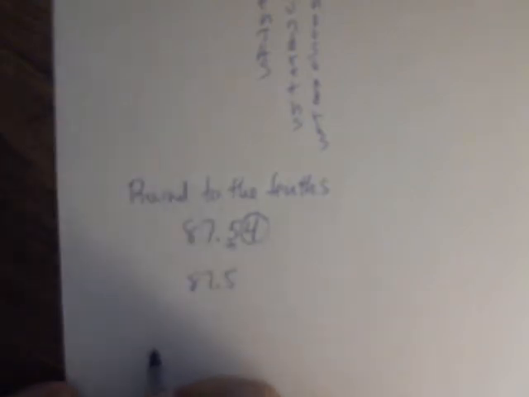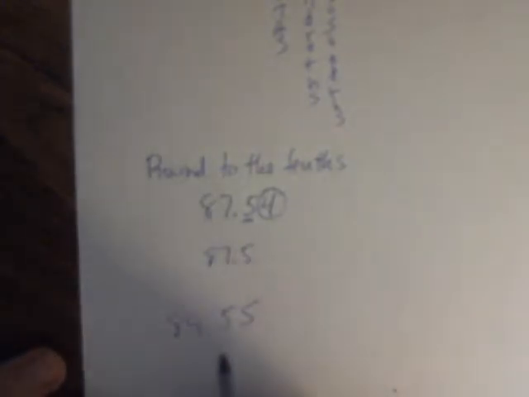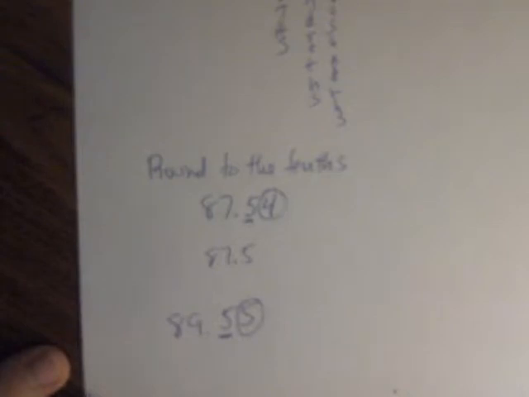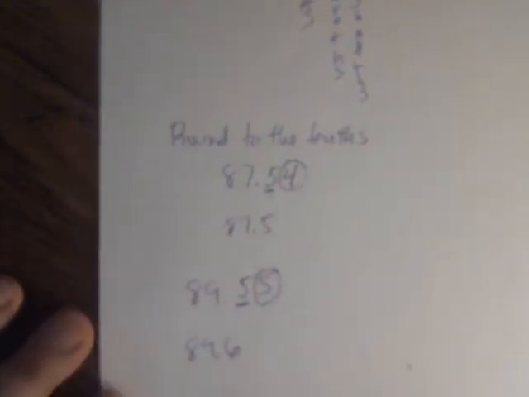Okay, let's say then I had 89.55. I am rounding to the tenths place. So again, I am rounding to this place. I look at the number immediately to the right. It is 5. So when it's 5 or larger, you add 1 to the number in the place you're rounding to, and that would be the answer for that.